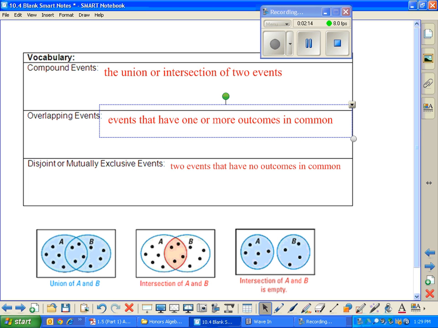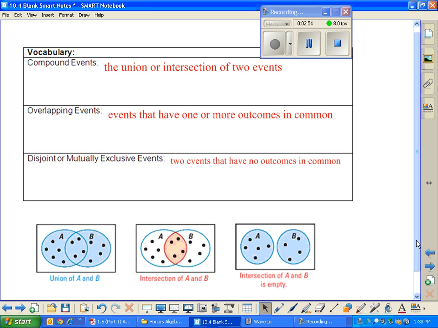So we have compound events as the union or intersection of events. Overlapping events are like these first 2 diagrams where there is overlap. The disjoint or mutually exclusive events, those words can be used interchangeably, and that's like the third picture here where they have no outcomes in common. Overlapping events have at least 1, maybe more outcomes in common, but for disjoint or mutually exclusive events, there are no outcomes in common. Still see some people writing.